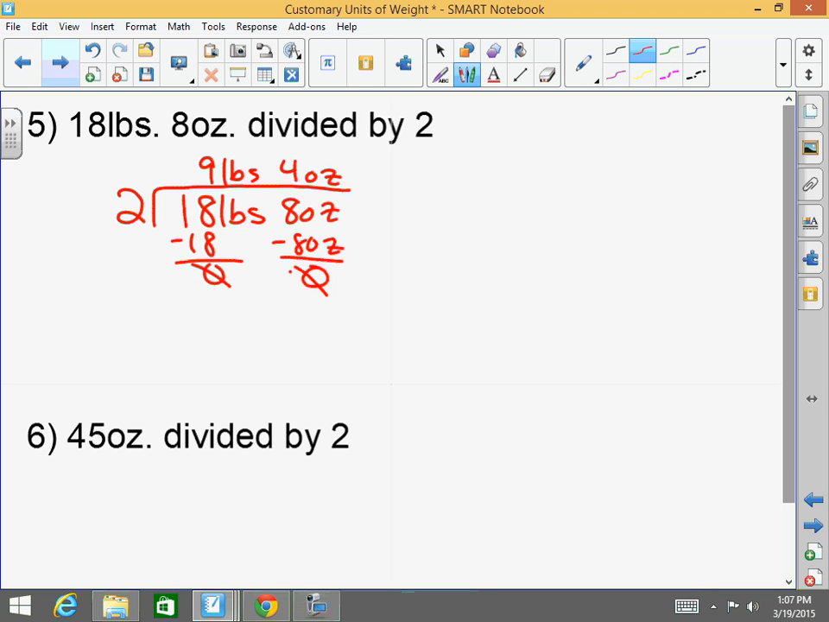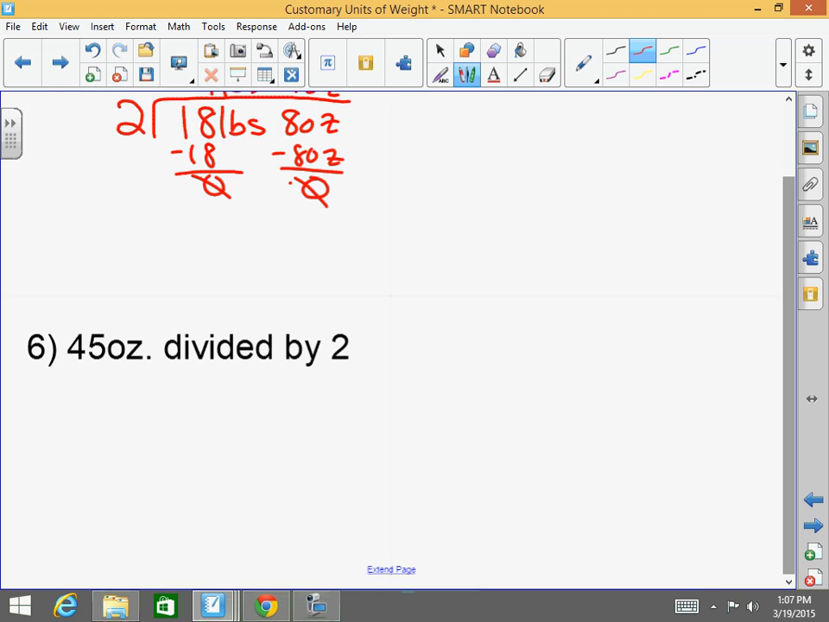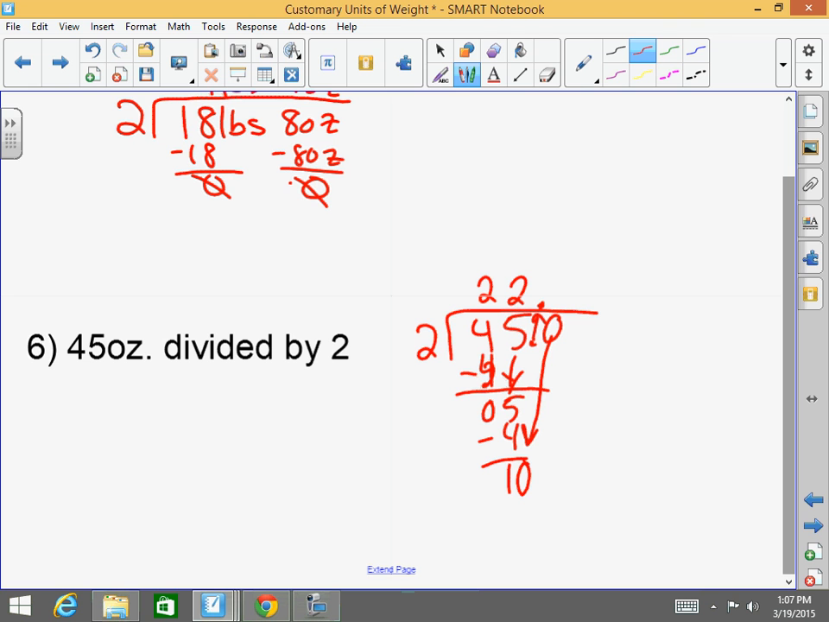Actually, this one's pretty simple too. I'll give you another one that's not so easy. If I say 45 ounces divided by 2, 2's on the outside, 45. This is pretty simple. 2 goes into 4 twice, that's 0. Bring down the 5, 2 goes into 5 twice, that's 4. Add my decimal, bring my decimal up so I don't forget. Drop a 0. So that's going to be 22.5 ounces. That one's pretty simple as well. I'll give you a second to write that down, and then we're going to do another one, okay?